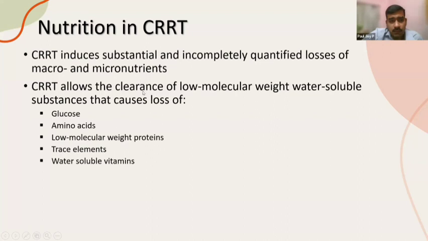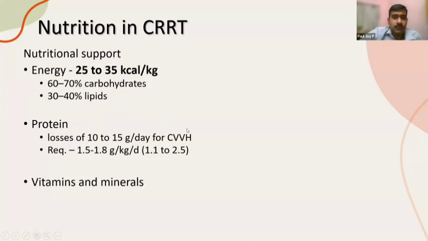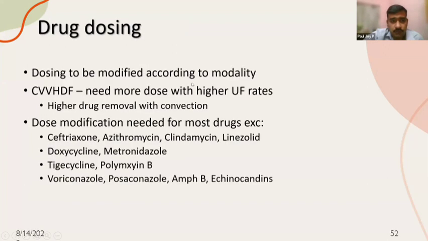Now, CRRT, it is usually a hypercatabolic state, and there is loss of nutrients, like glucose, amino acids, proteins, trace elements, and water-soluble vitamins. So, special attention should be given to additional nutritional support. Energy requirement is 25 to 35 kilocalories per kg. 60 to 70% should be carbohydrates. And there is additional protein loss in CVVH in filtration. So they require around 1.5 to 1.8 grams per kg per day. And vitamins and minerals have to be supplemented.